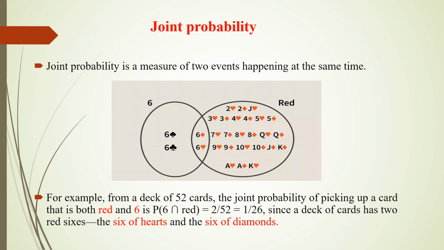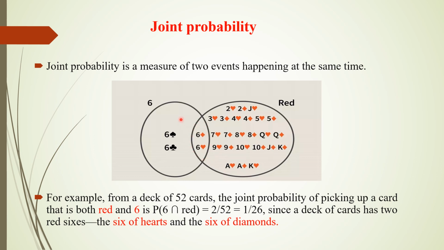Joint probability. What is joint probability? It's a measure of two events happening at the same time. See this diagram. From a deck of 52 cards, the joint probability of picking up a card that is both red and 6 is probability of 6 intersection red equal to 2 by 52 equal to 1 by 26. That is equal chance. Since a deck of cards has two red sixes, see the two red sixes. One is 6 of hearts and another one is 6 of diamonds.